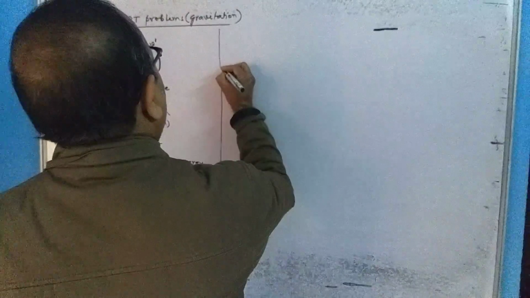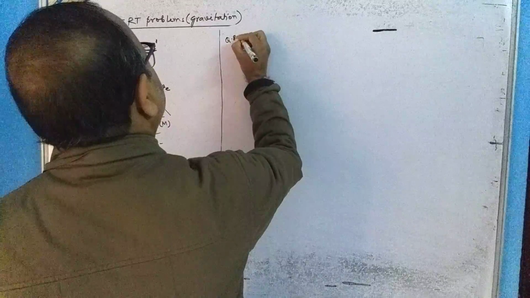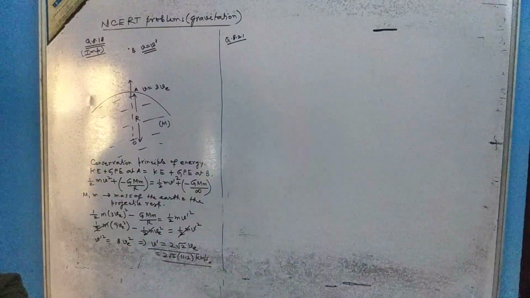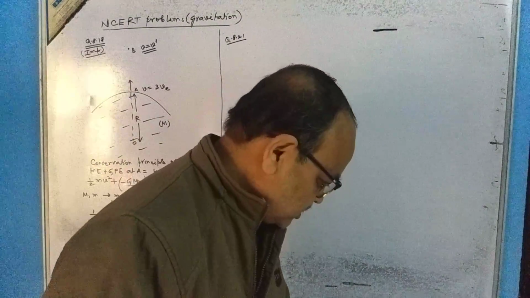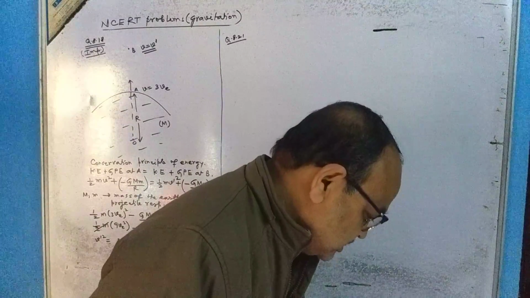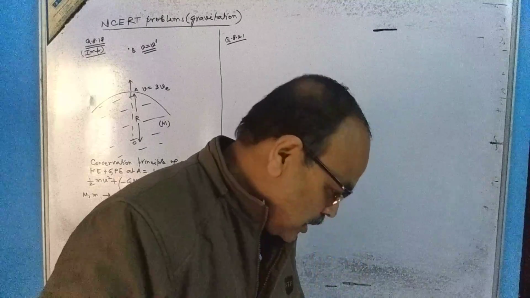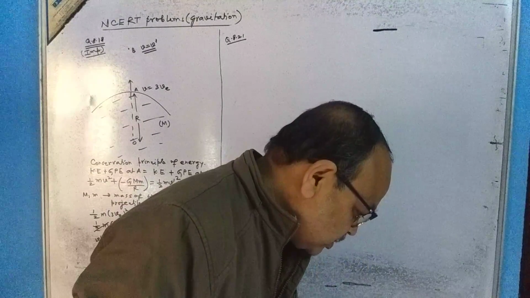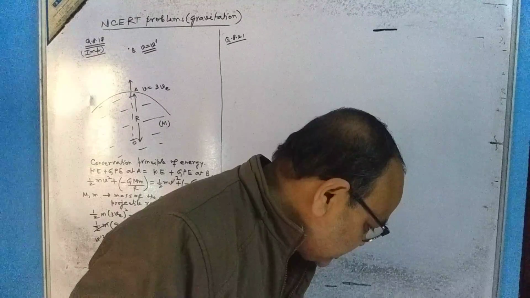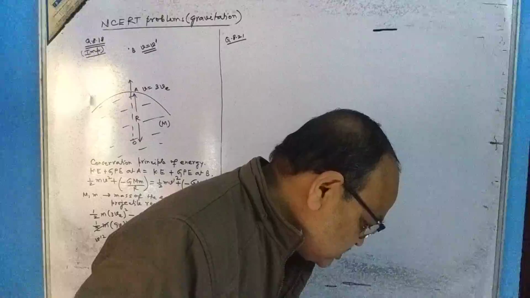I am discussing now, again, as I told you, different types of questions. Let us now discuss question number 8.21. Different type of question. Two heavy spheres, each of mass 100 kg and radius 0.1 meter, are placed 1 meter apart on a horizontal table. What is the gravitational force and the potential at the midpoint of the line joining the centers of the spheres?